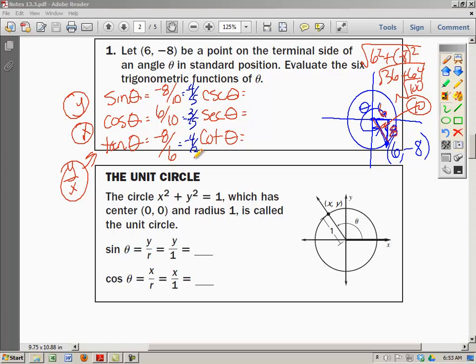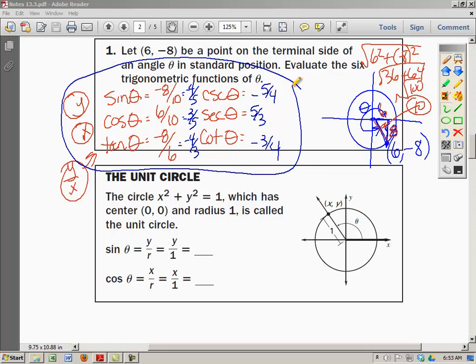All right, and then you would just take the reciprocals of all of those. So this is negative 5 fourths. This would be positive 5 thirds. This would be negative 3 fourths. All right, and so those are the 6 trig ratios based on having that radius and the lengths of those sides. Again, make sure that when you get done here, you reduce, and you should be in pretty good shape.